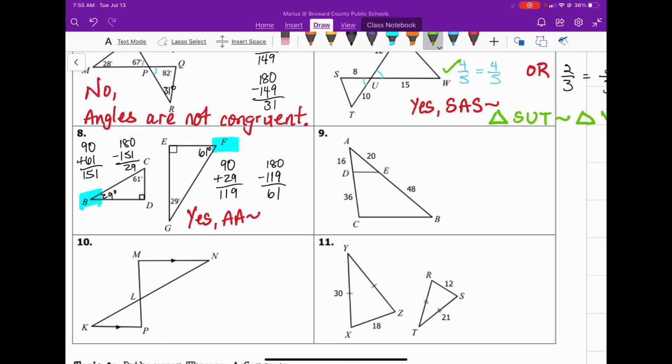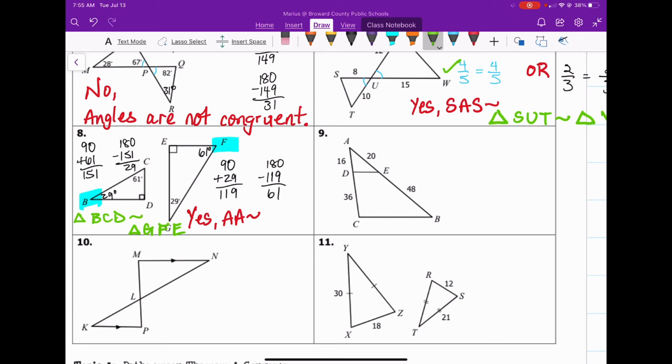Okay? And our statement here, we could simply say triangle, and I'll start with the first letter B, C, D. Okay, so I went from 29 and 61 to the right angle. So I have to follow that same pattern. So 29 is G, and then F, and then E. So that's how those triangles would be congruent, okay? Well, not congruent, but similar.